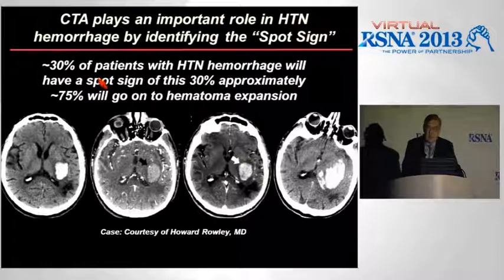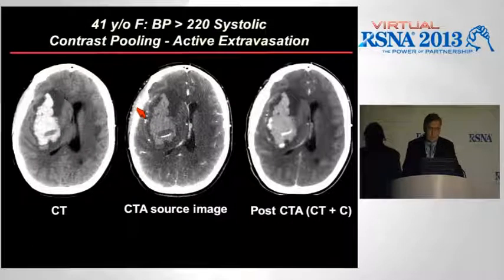About 30% of the patients with hypertensive hemorrhages will have a spot sign, and of these, approximately 75% will go on to hematoma expansion. So this is a very high risk situation for these patients. This is another example where we can see extravasation of contrast material during the CTA. This patient presents with a large basal ganglia hemorrhage. We can see some variations in the density of the hematoma as there is some unclotted blood more inferiorly. Extravasation of contrast along that area of reduced attenuation indicates non-clotted blood.